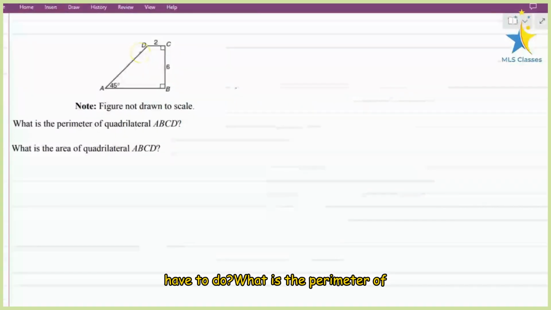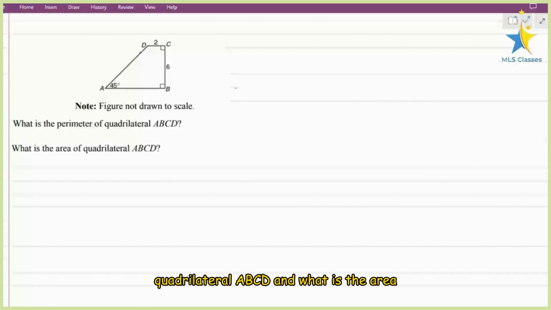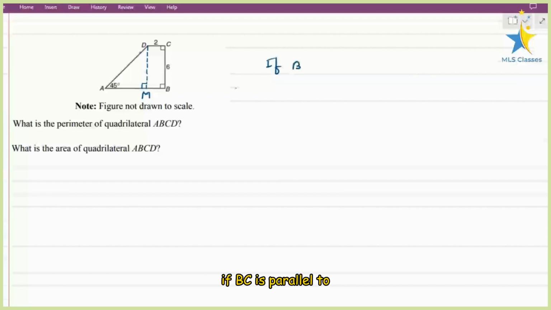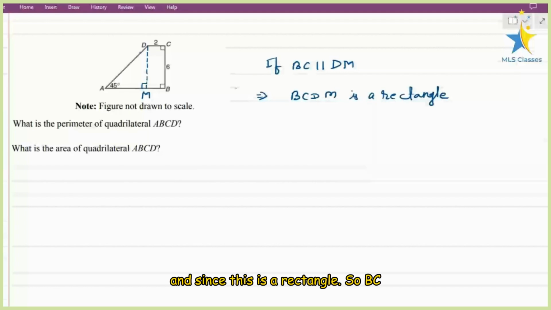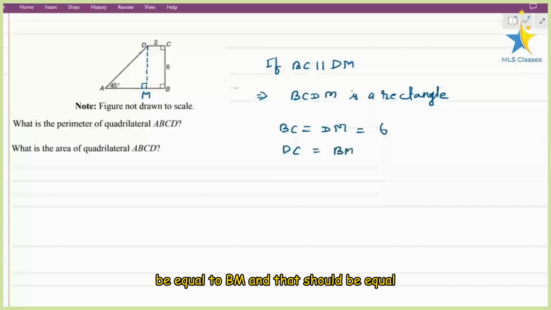In this question, what we have to do, what is the perimeter of quadrilateral ABCD and what is the area of quadrilateral ABCD? So how will we be finding this? See, if we will join from here parallel to BC, then we are getting a rectangle. Suppose this is M. Then if BC is parallel to DM, then from here we can say that BCDM is a rectangle, and since this is a rectangle, so BC should be equal to DM, and that should be equal to 6. Similarly, DC should be equal to BM, and that should be equal to 2.